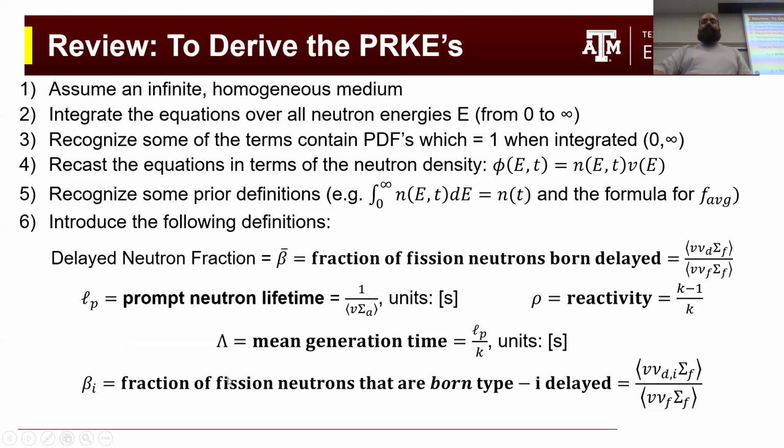And then we introduced the delayed neutron fraction beta_i, which is the delayed neutron fraction for some type i delayed neutron precursor. So that looks like the number of neutrons coming out delayed from that delayed neutron precursor divided by the number of neutrons coming out from fission, from all fissions.